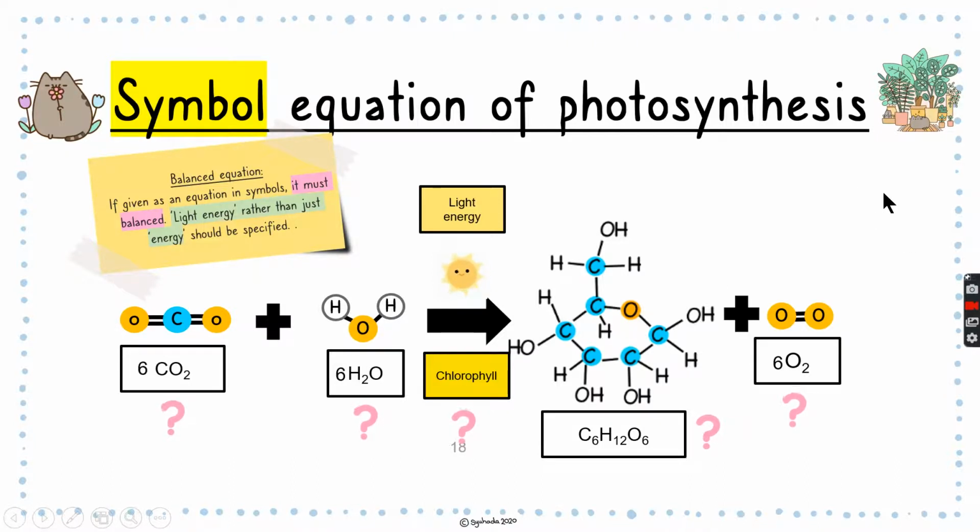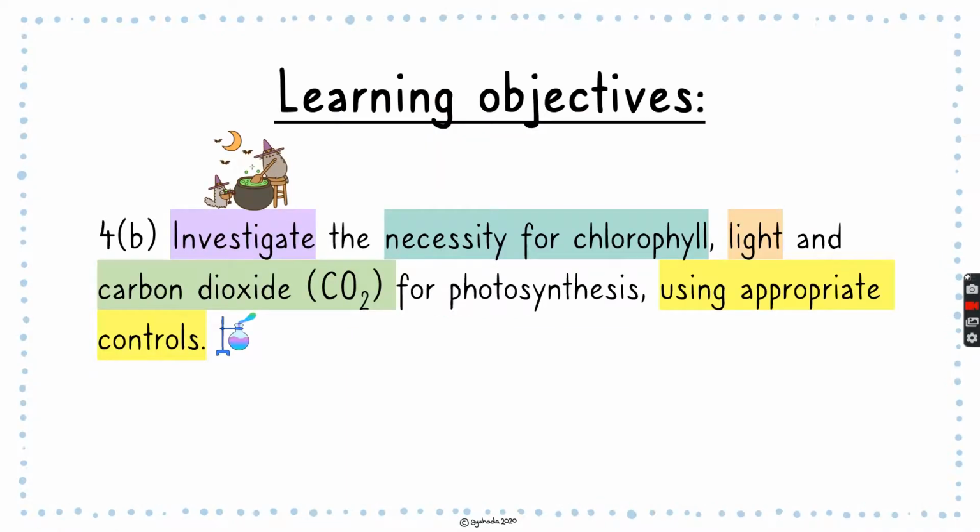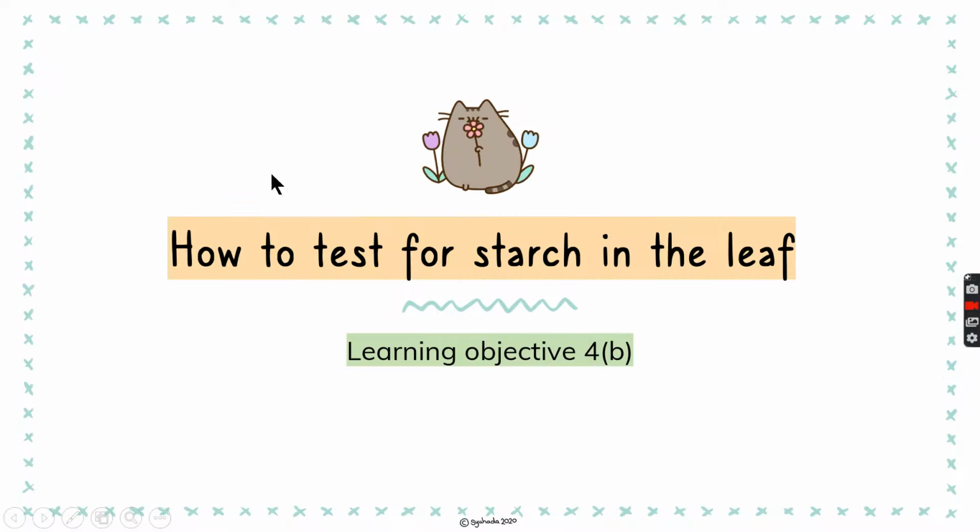There is a way for me to calculate this, but I need another video for that. Learning objective 4B is for you to learn how to test for photosynthesis. But I'm only going to explain today how to test for starch, because this is the learning objective: to investigate the necessity for chlorophyll, light, and carbon dioxide for photosynthesis using appropriate controls. To do that, you need to learn the test for starch in the leaf.